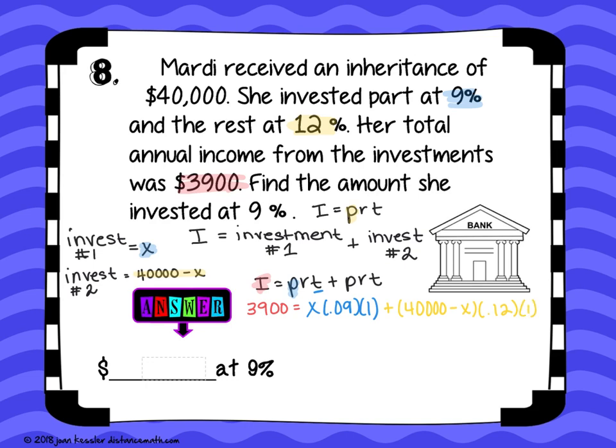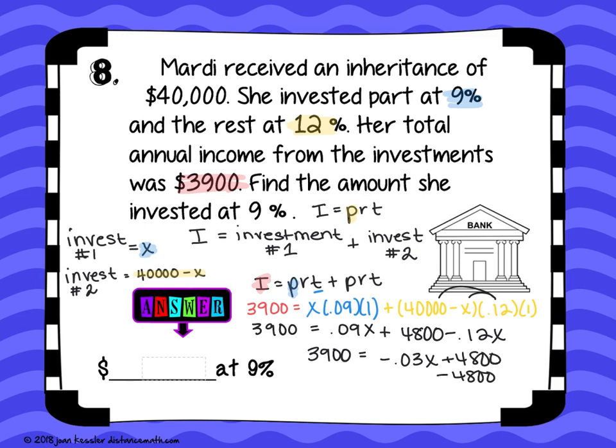Then we want to simplify. So 3,900 equals 0.09x. We would want to distribute this. Combine like terms. Subtract 4,800. And then divide by negative 0.03. And we get 30,000.